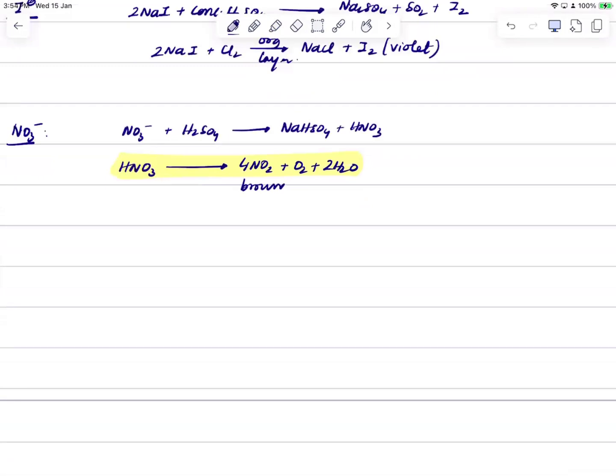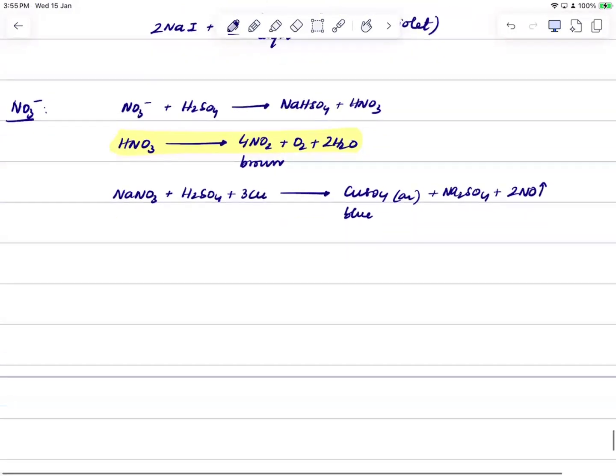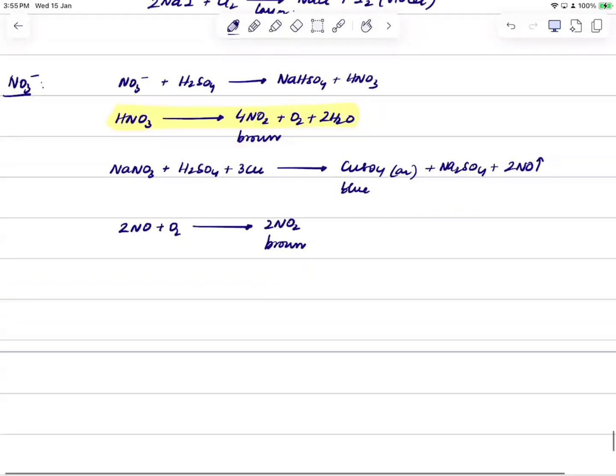Once you get this form here, these NO2 fumes are being formed. This is a confirmatory test which you will have. Another one is that with NaNO3, if you have nitrate in acidic medium in the presence of copper, it will convert into a blue color solution of copper sulfate aqueous plus Na2SO4 plus 2 moles of NO gas. And again, this NO gas, if you keep it in air for some time, it will convert into brown color vapors. Got it?